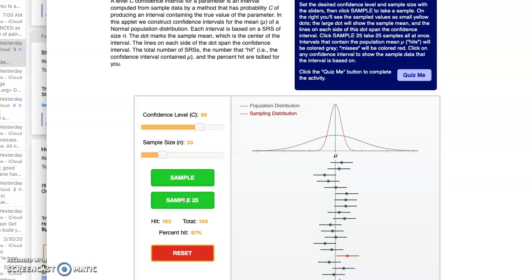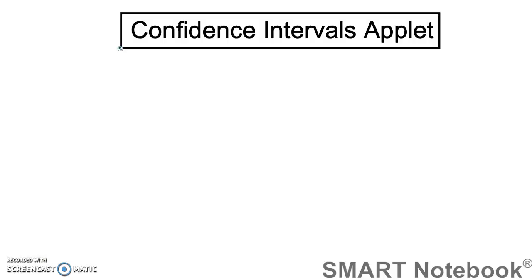So far I've taken 105 samples and I've hit 97 of them. I have a 95% confidence level, so 97 is a little bit higher than 95. If I keep doing this, it's going to close in, you can see, right around 95. So 95% of the time, the confidence interval that is calculated based on the sample mean will capture the true value of the mean. And that's what we're talking about with confidence intervals.